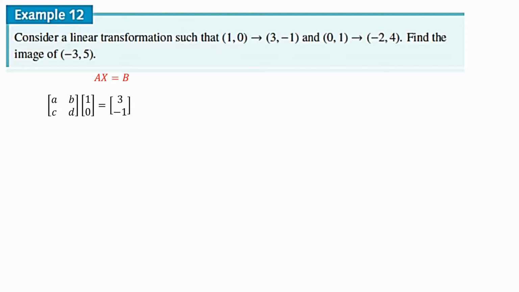I don't know what that is. I don't know if it's 0, 0. I don't even know that. All I know is it's going to be a 2 by 2. I know the original coordinates. They told me it was 1, 0. When it was 1, 0, it ended up being 3, negative 1. My goal is to figure out A, B, C, D.